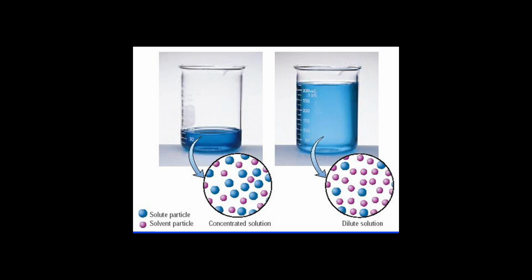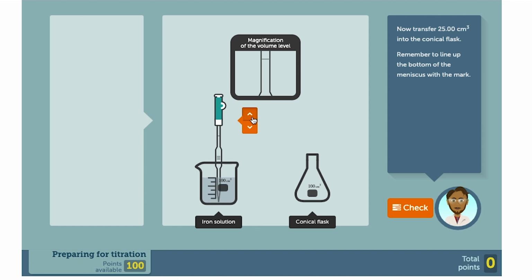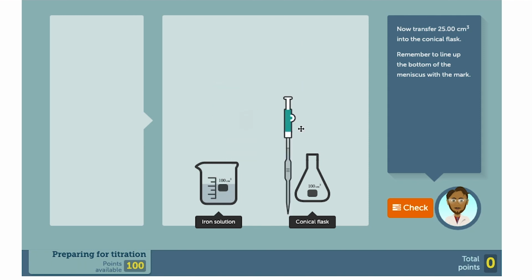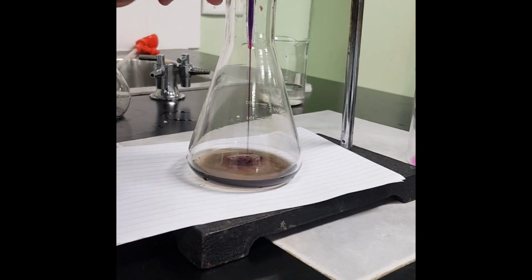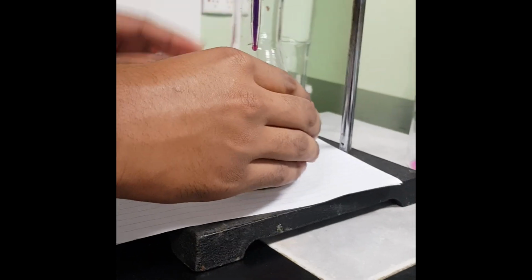Now with the pipette that has been pre-rinsed with distilled water and the solution to be contained, take 25 ml of the new iron solution and empty it in a conical flask. And as mentioned before, this 25 ml of the solution contains 0.1 of a tablet. Set the conical flask under the burette with a white piece of paper under it to observe the color change. Now you may finally begin to titrate.